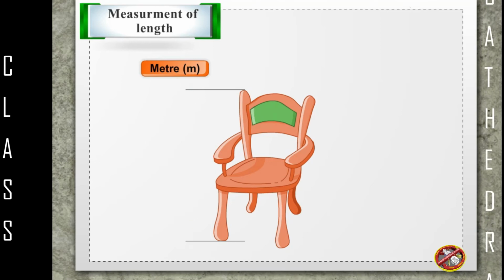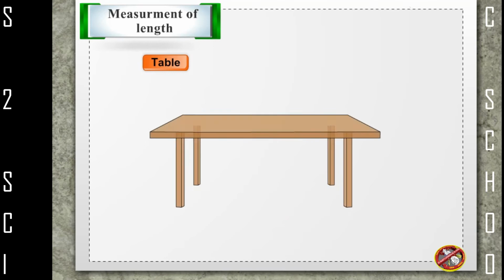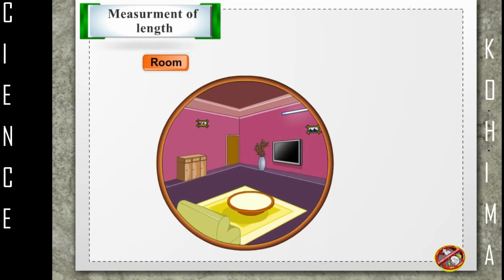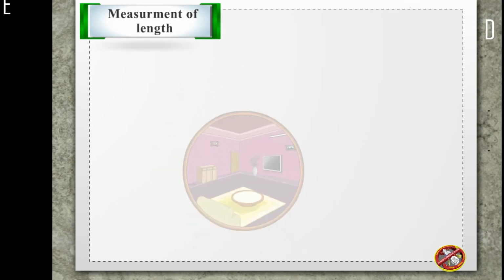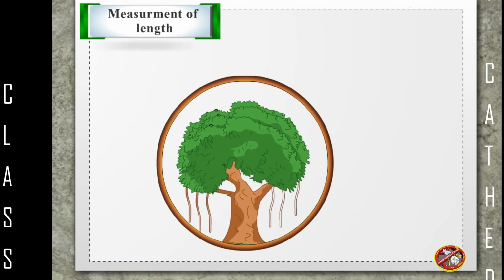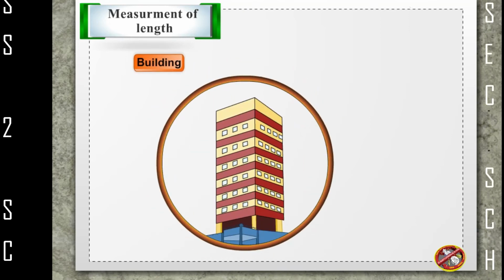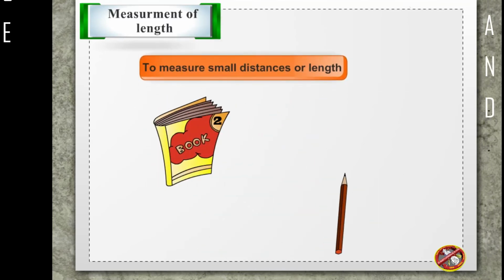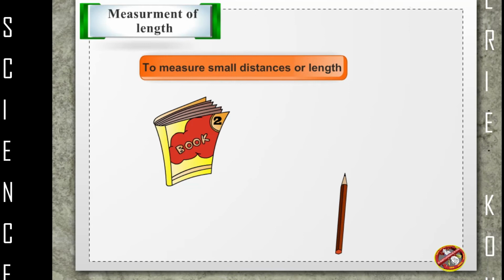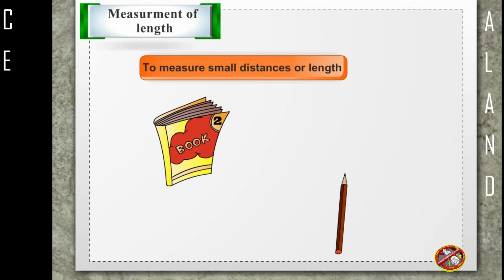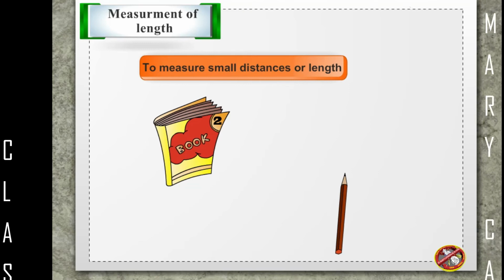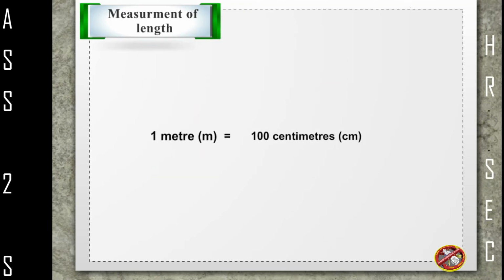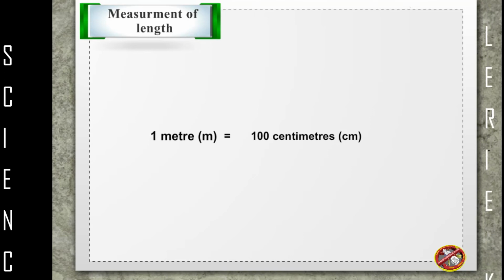It can be used as a unit to measure the length of a table, the length of a room, and the height of a tree or a building. To measure small distances or length, a pencil or a notebook has small length which is much smaller than a meter. It is inconvenient to express such small lengths in terms of meter. So, the length of such small objects is measured in centimeters. 1 meter equals 100 centimeters.